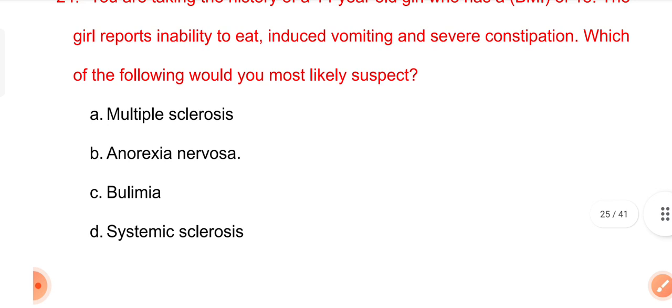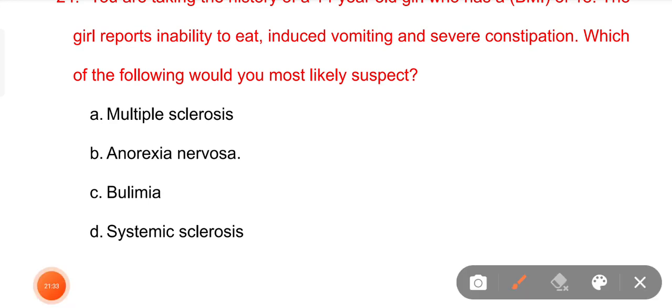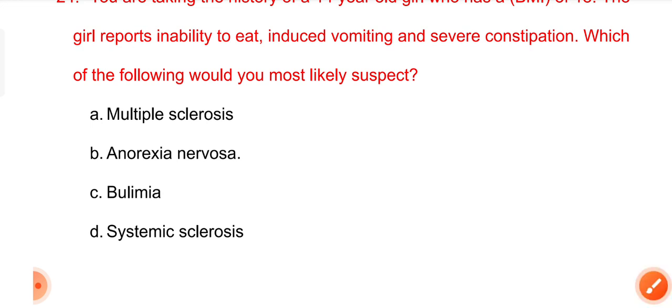The options are option A, multiple sclerosis, option B, anorexia nervosa, option C, bulimia, option D, systemic sclerosis. The right option is option B. Anorexia nervosa is a psychiatric condition that people having inability to eat, induced vomiting and severe constipation may have.